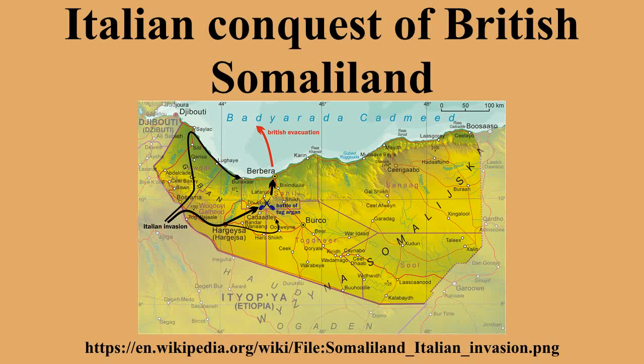The Italian conquest of British Somaliland was a military campaign in East Africa, which took place in August 1940 between forces of Italy and those of several British and Commonwealth countries. The Italian expedition was part of the East African Campaign.